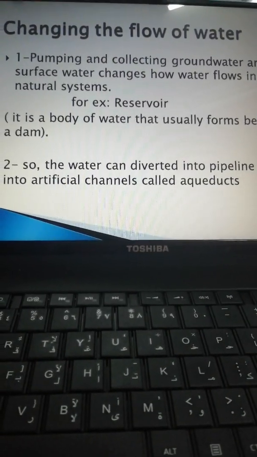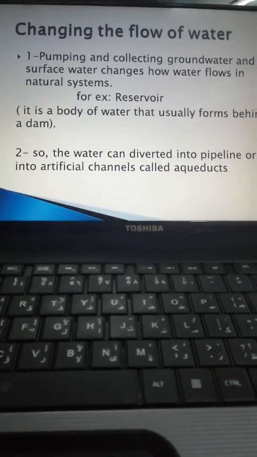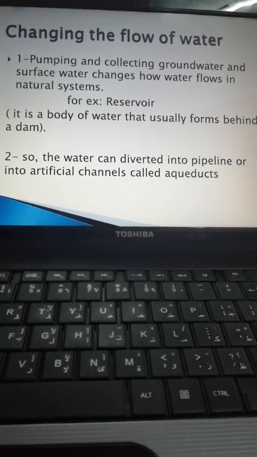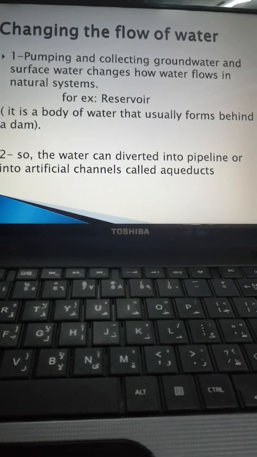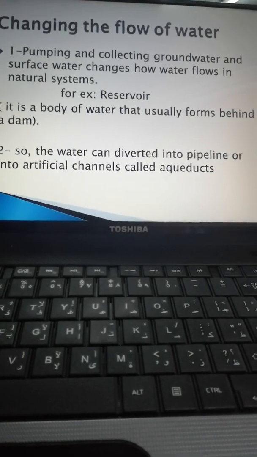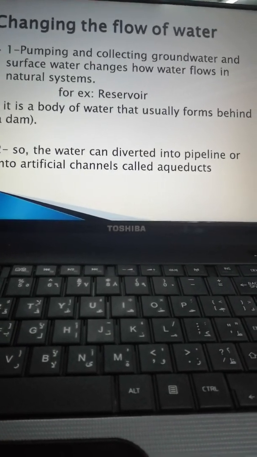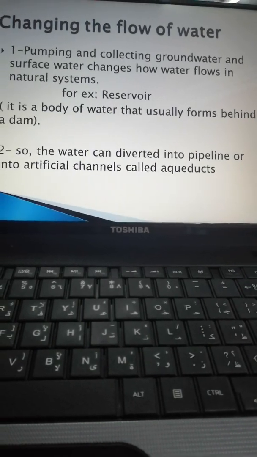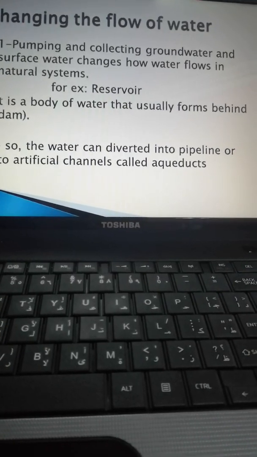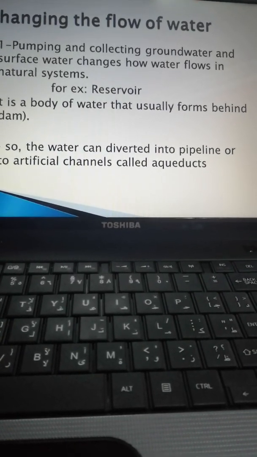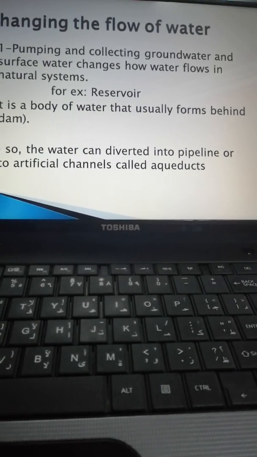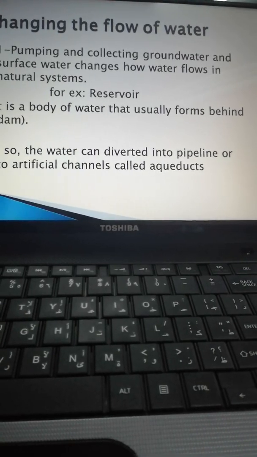Changing the flow of water. Pumping and collecting groundwater and surface water changes how water flows in natural systems. Like what? Like a reservoir. What's meant by reservoir? It is a body of water that usually forms behind a dam.